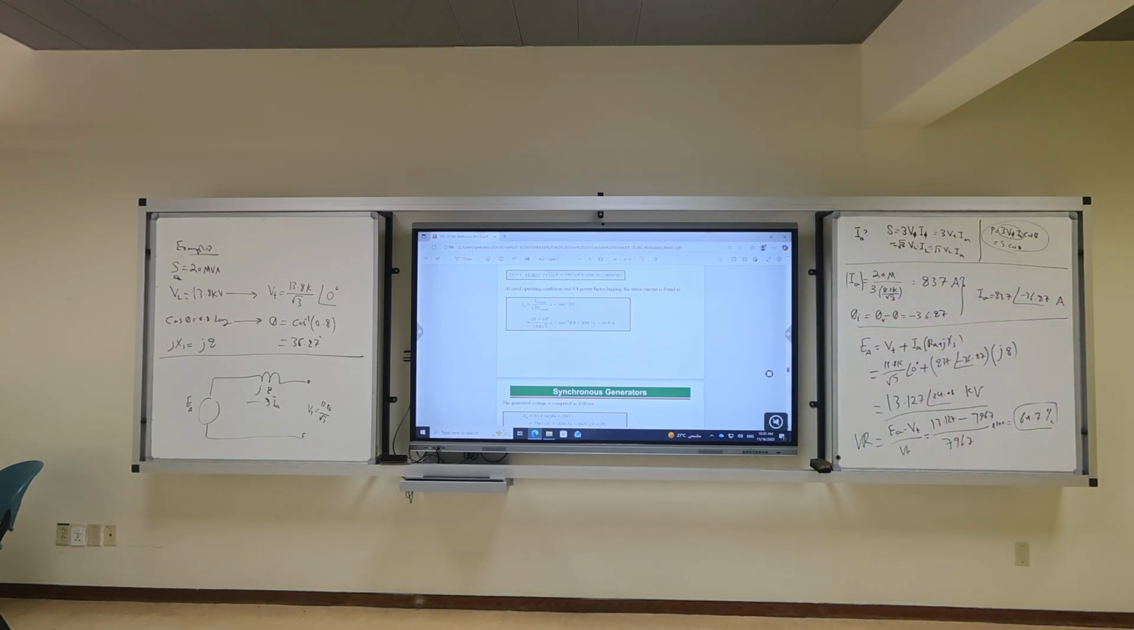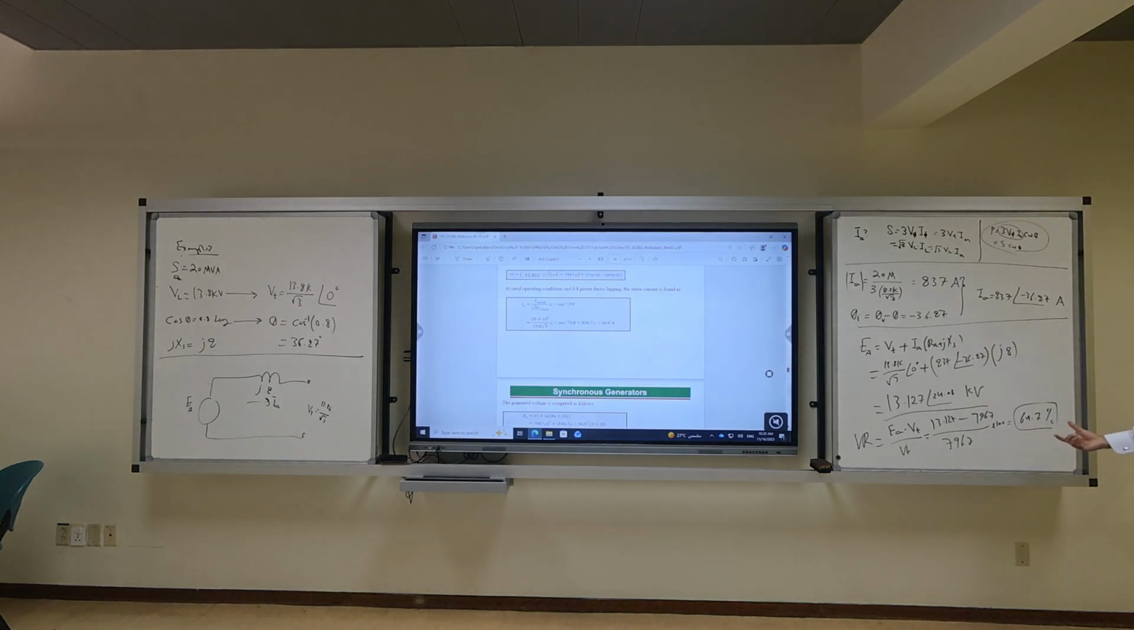What is the question? How will I know if it's overexcited? You know because this is a positive VR. Yes, a high number. Usually if it's maybe 10, 20, that's a small VR. 1%. We will see more examples. But this is clearly overexcited. Why is it overexcited?